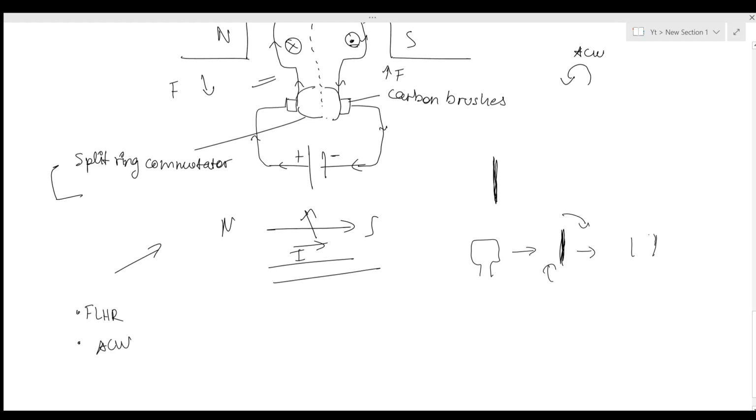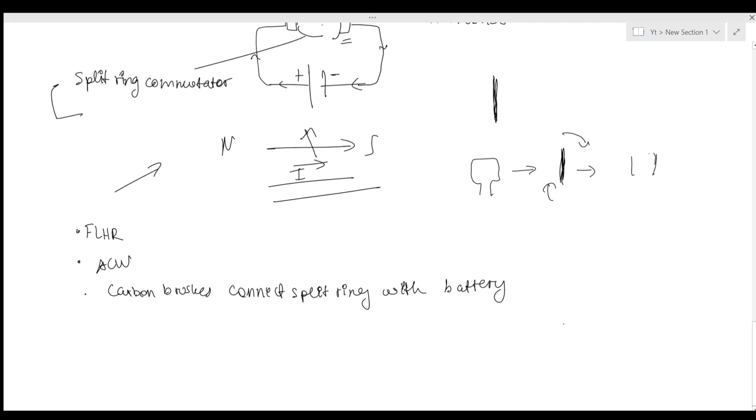And the carbon brushes, as in these things, you have to mention that they connect the split ring with the battery. So carbon brushes connect split ring with battery. And then you have to mention that the split ring keeps the current moving. Obviously the split ring is there for a reason, which I explained in detail, but you just have to outline that the split ring keeps the current moving in one direction.